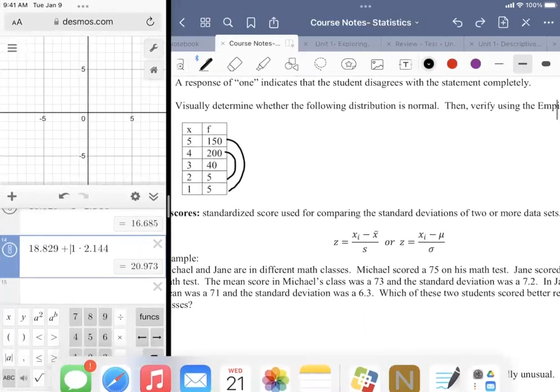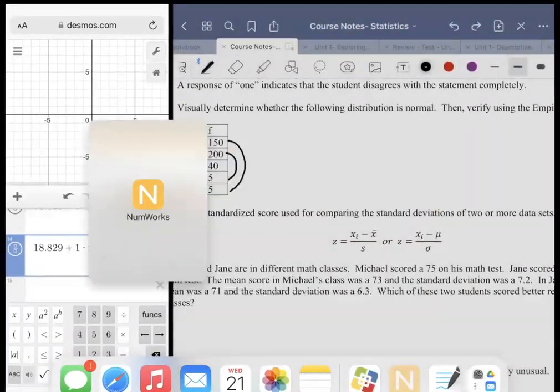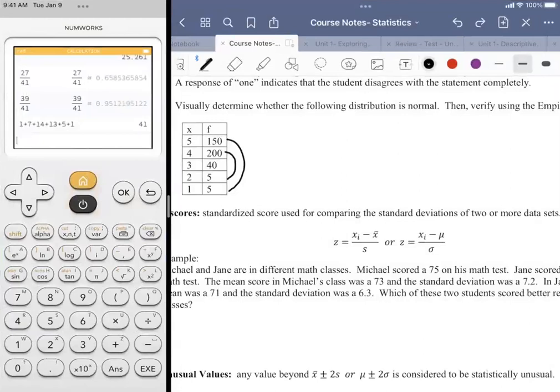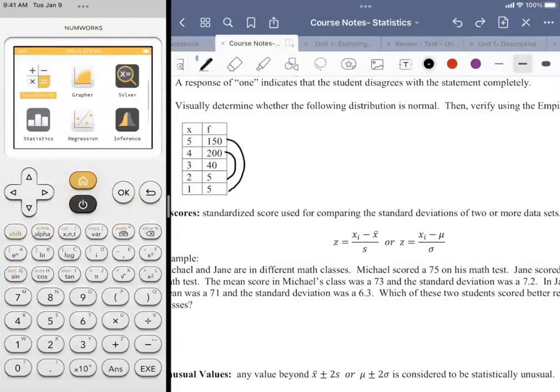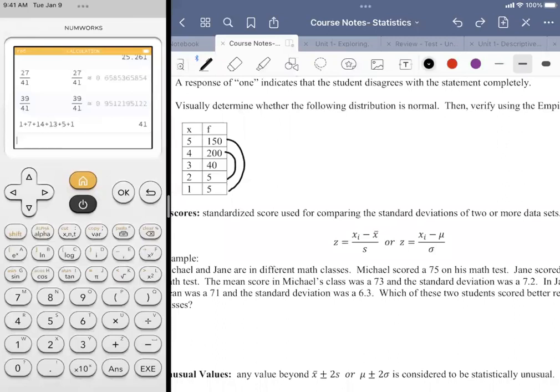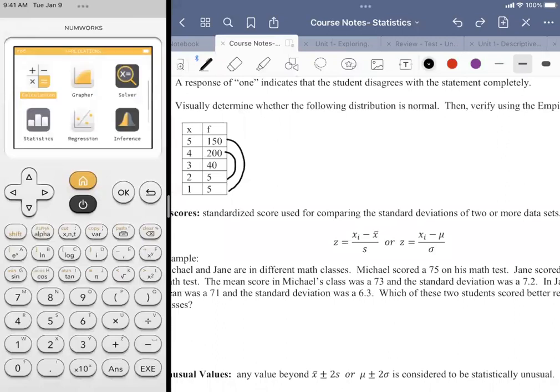Let me go to NumWorks. There we go. We're gonna go home. So it's the same process. All right. So that's the good news. Bad news is it's still kind of a process. So, okay, on calculate. Oh wait, no, we're not there yet. What am I doing? Statistics.